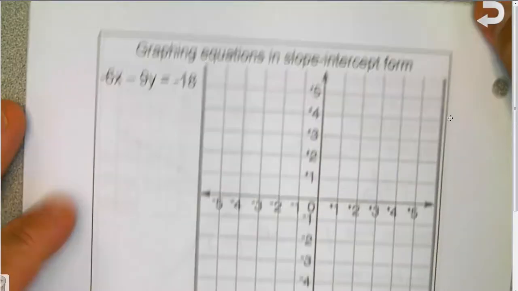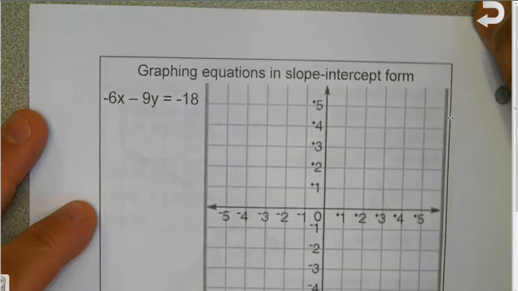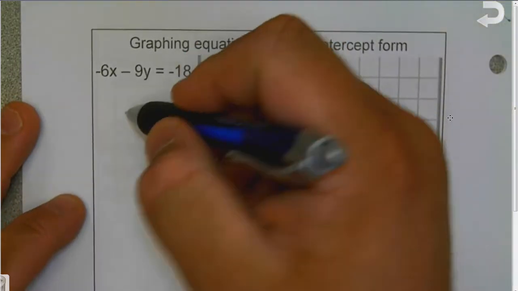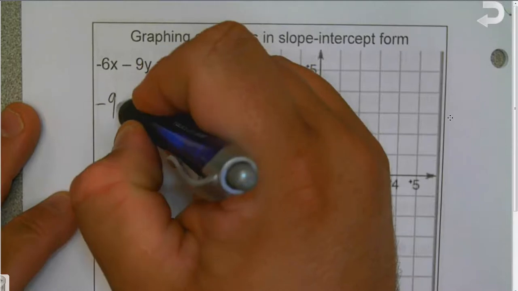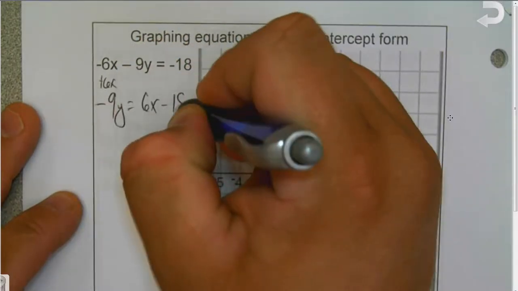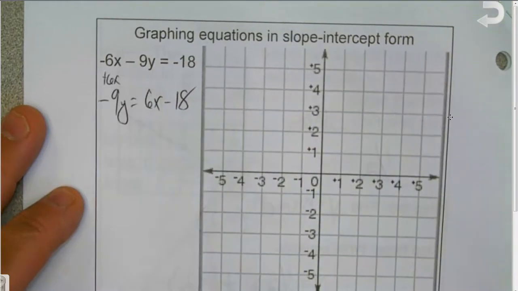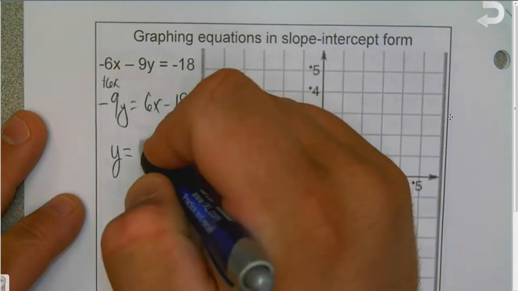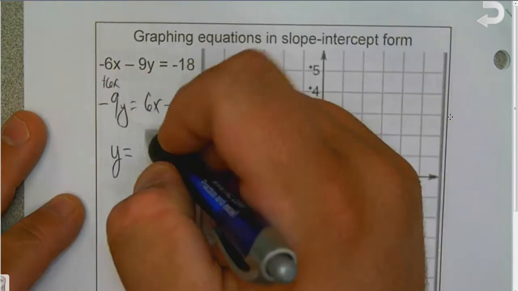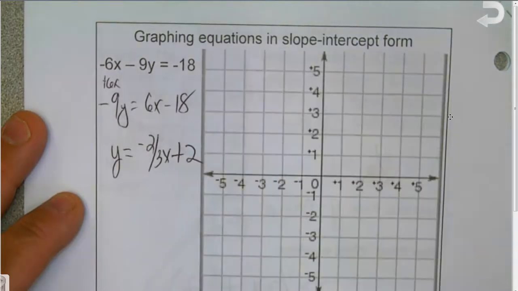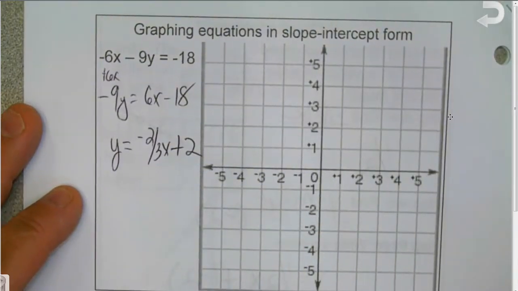Sometimes you might have to reduce before you can do that. You have to get it into y equals first. So in order to do that, here I do -9y. I'm going to add 6x to both sides. Before I can move on, I have to divide by -9. 6 divided by -9 is -2/3. -18 divided by -9 is +2.